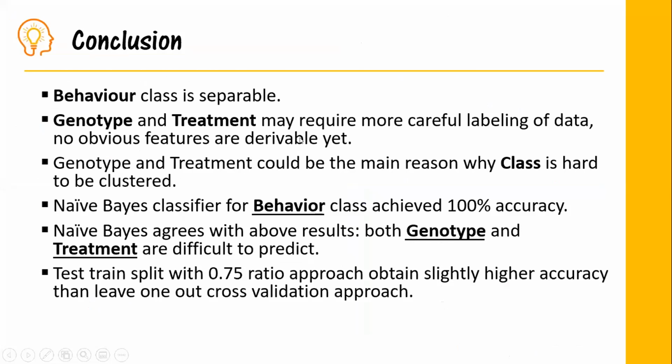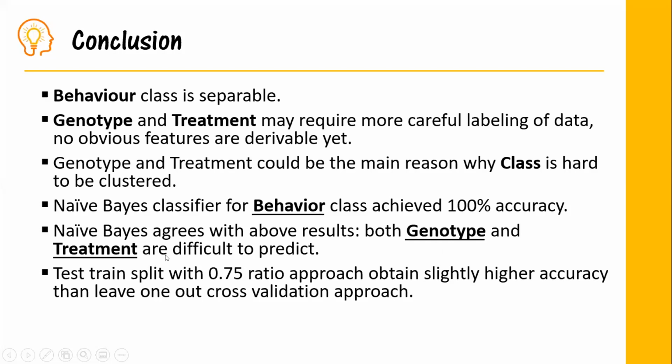So in conclusion, we conclude that the behavior class is separable. The genotype and treatment may require more careful labeling of the data because there are no obvious features derivable yet. The genotype and treatment could be the main reason why the class is hard to categorize, which is the three combined class. So the naive Bayes classifier for the behavior class achieves approximately 100% accuracy, and the naive Bayes agrees with the above results, which is that both genotype and treatment are difficult to predict.